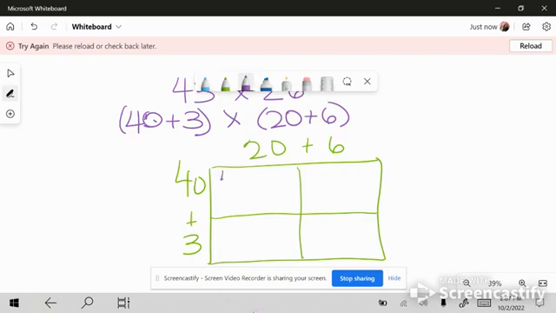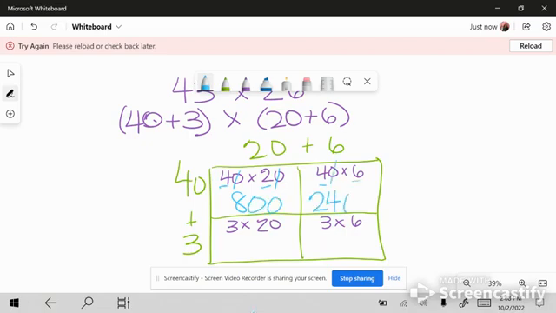So everything on this row is times 40. Everything on this row is times 3. Everything in this column times 20. And this column times 6. So again, we're going to do our partial products. 4 times 2 is 8. Counting our zeros, there's 2. 4 times 6 is 24. Count those zeros. 3 times 2, 6. 1 zero. 3 times 6, 18. So here we have 1,040, and here we have 78.